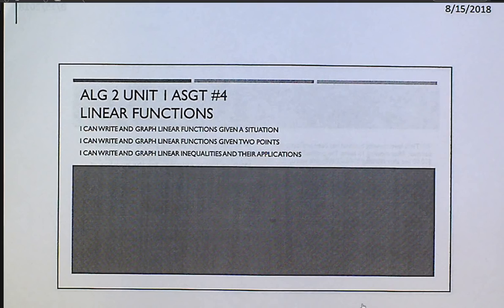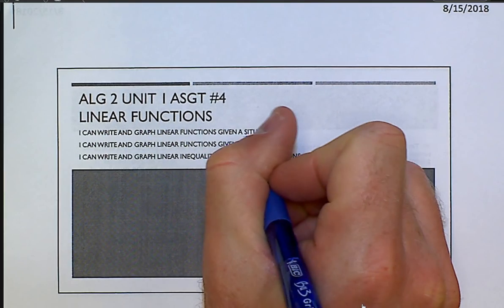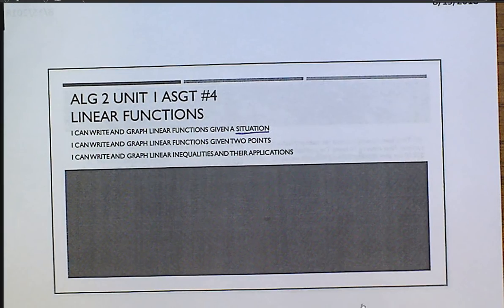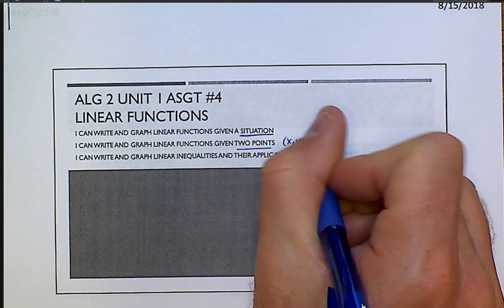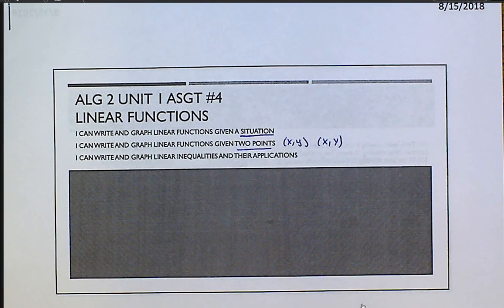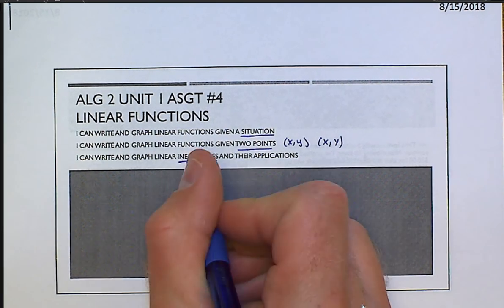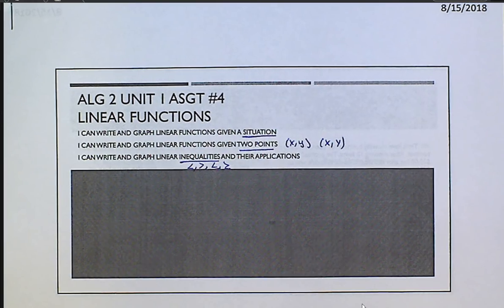We are back at it for lesson 4 in unit 1, and today we are going to be focusing on linear functions. You got 3 learning targets today. As you can see here at the top, I can write and graph linear functions given a situation. So we're going to start with situations. The second one is I can write and graph linear functions given 2 points. 2 points meaning x comma y and x comma y. And then I can write and graph linear inequalities. Inequalities, remember, greater than, less than or equal to, greater than or equal to, and their applications. So that's what is going to be our focus for today.